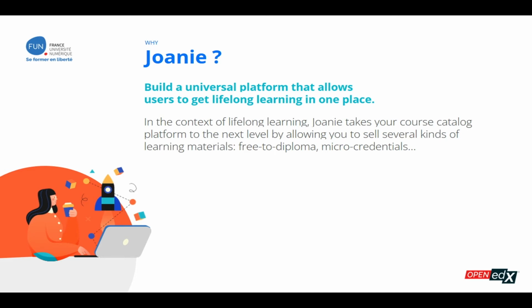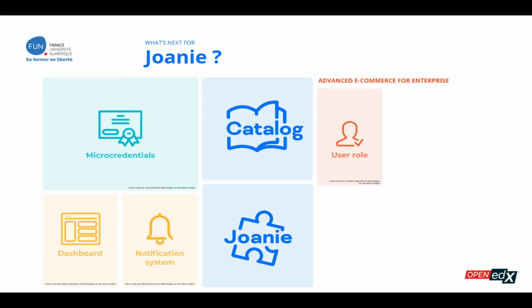Then, the big part: we plan to create a real B2B e-commerce feature with the idea to simplify access to learning for people in the lifelong learning context. We need to build a B2B e-commerce service. The main feature we need is a complete user role management and access rights system. Especially for enterprises, we have to be able to manage cohorts.